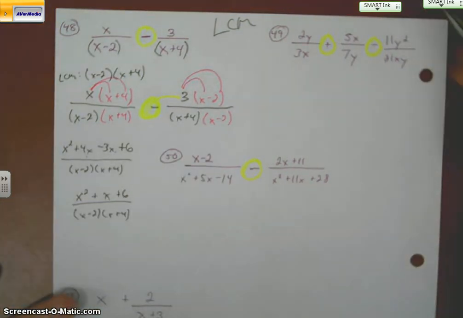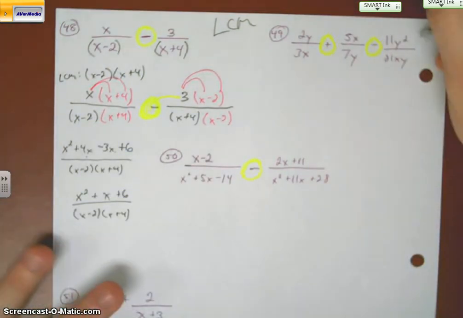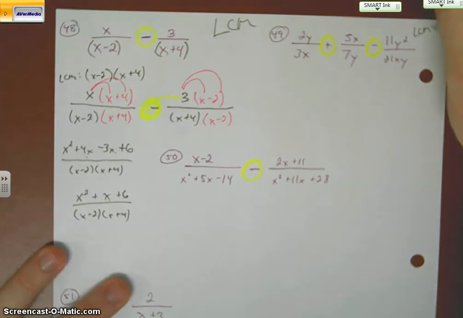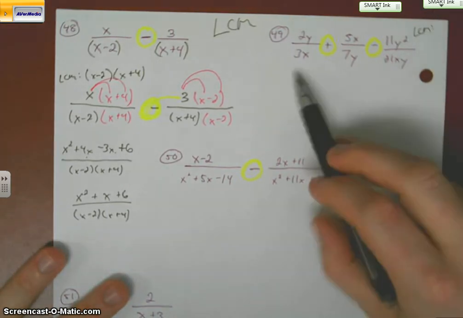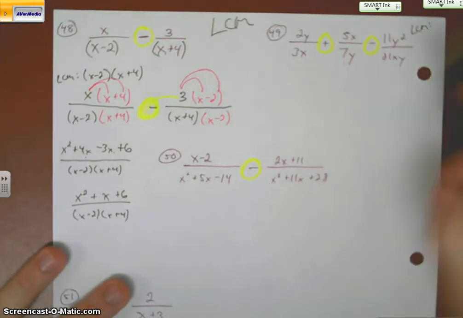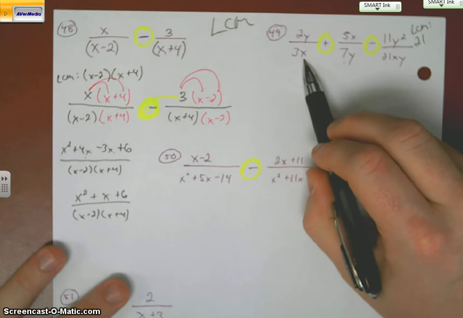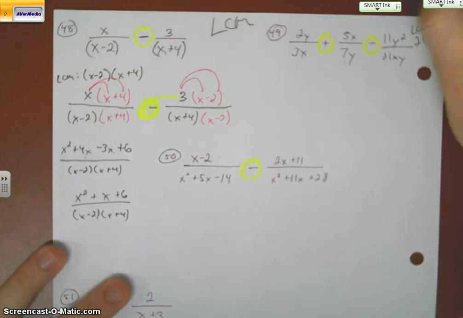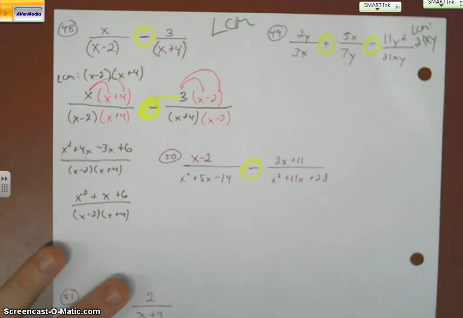Number 49. Let's look at our LCM. We have 3, 7, and 21. Well, of those coefficients, 21 is my LCM. This has an x, this has a y, so xy. So 21xy is my LCM.